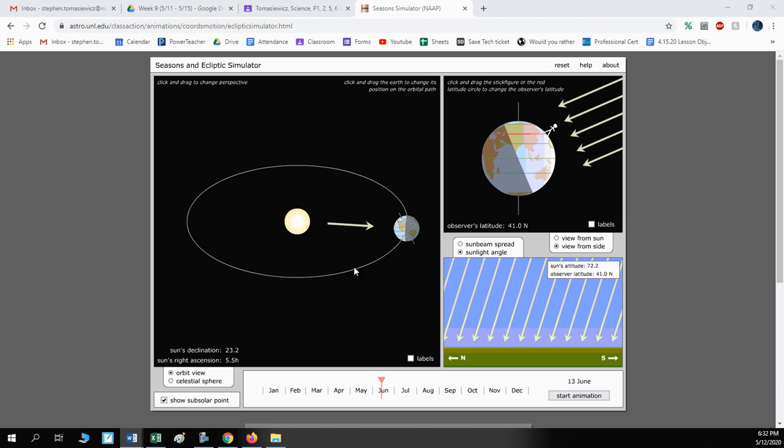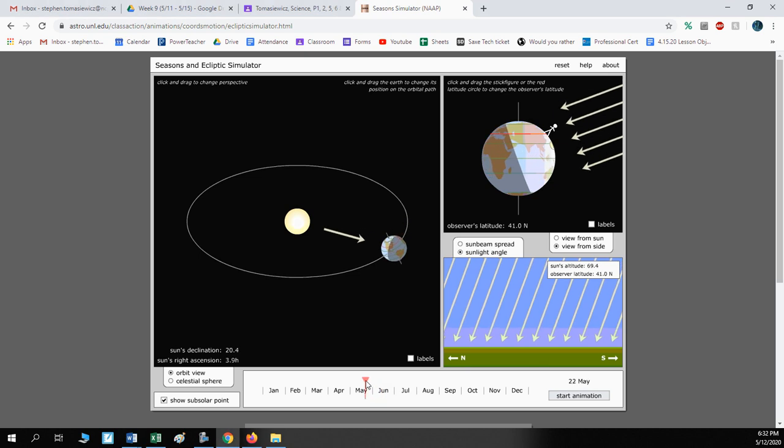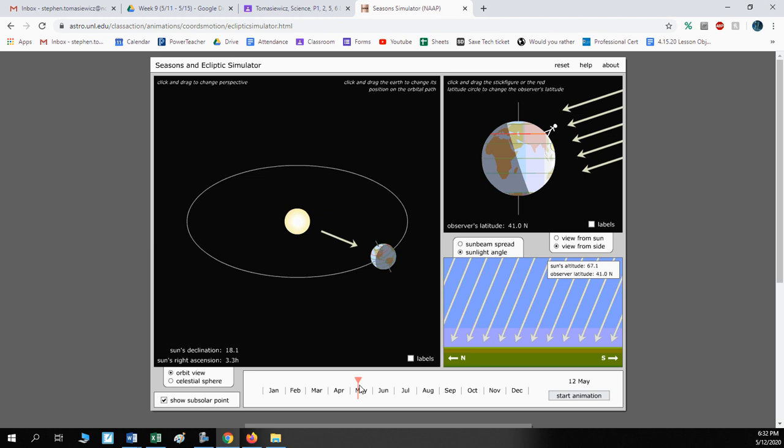What are they like today? May 13th. So let's go find May 13th. Right here. Oh, just passed it. 13. There we go. Okay, so we're pretty high. So if you look at those sun rays, it's pretty high, and you can read the reading right there. Not quite as high as they will get, but we're approaching that time.